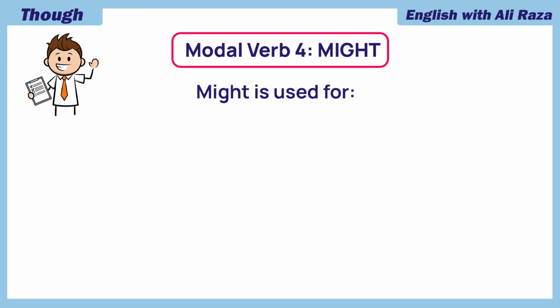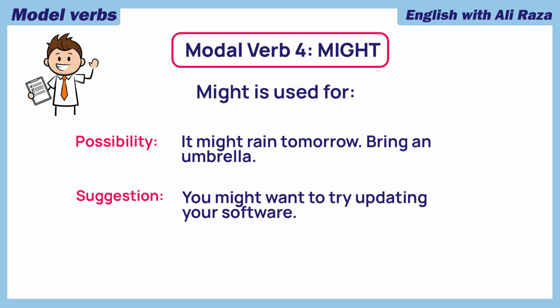Modal verb 4. Might. Might is used for possibility. It might rain tomorrow. Bring an umbrella. Suggestion. You might want to try updating your software.